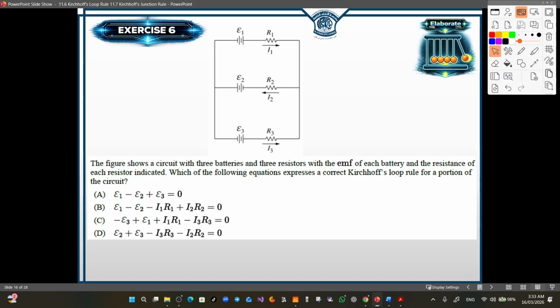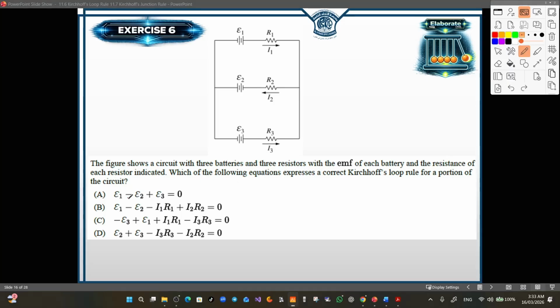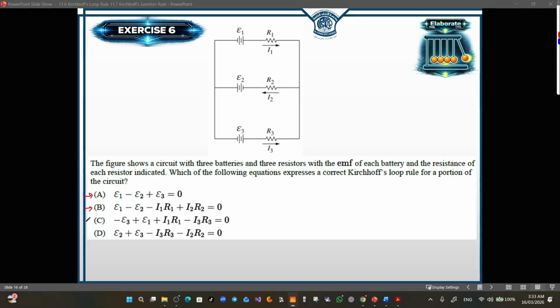Exercise 6. The figure shows a circuit with 3 batteries and 3 resistors, with the EMF of each battery and the resistance of each resistor indicated. Which of the following equations expresses a correct Kirchhoff's loop for a portion of the circuit? As you can see here, we have 4 choices, so 4 possible solutions for a single loop, because each one of these equations represents a loop.